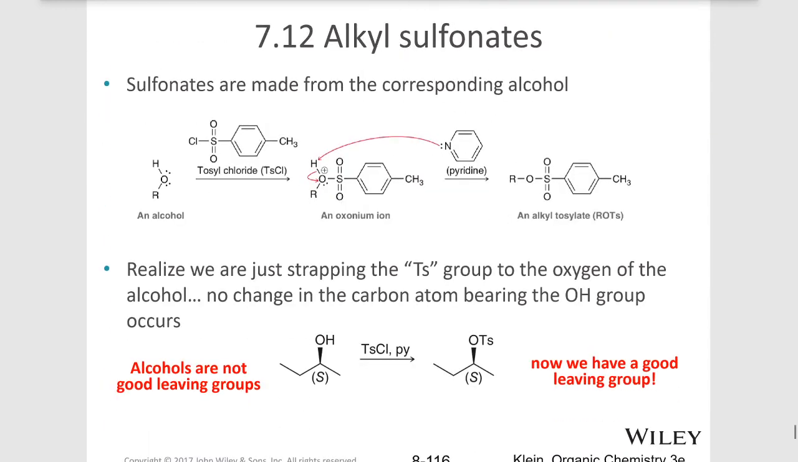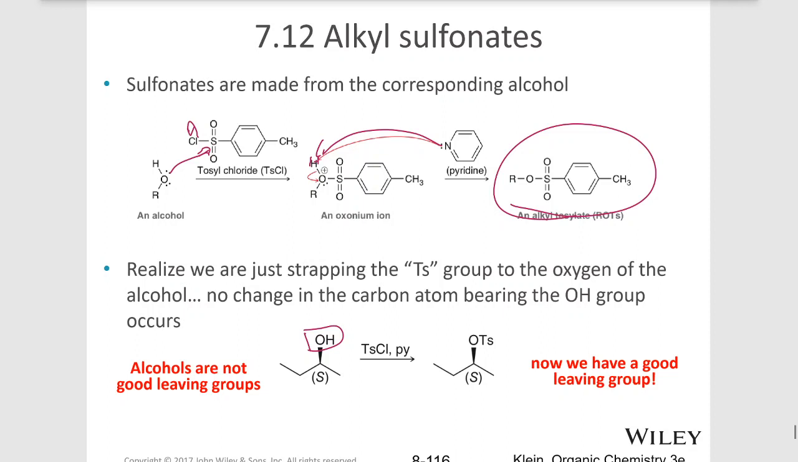So we make these sulfonates on our substrate from the corresponding alcohol. This alcohol will actually attack the sulfur and kick out the chlorine, and then some pyridine acts as a base to pull off a hydrogen and give us the product. So that's how these are actually formed. We'll study this a little more in the chapter on alcohols. But notice that alcohols are not good leaving groups.